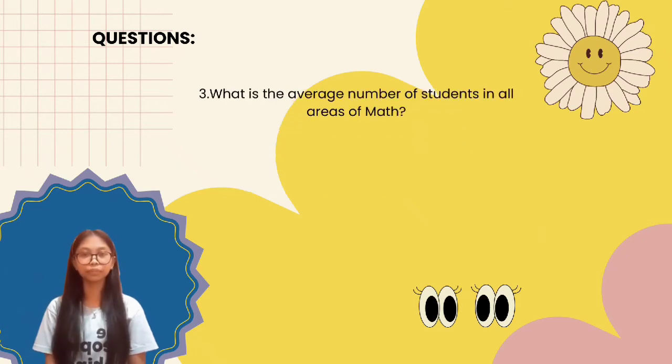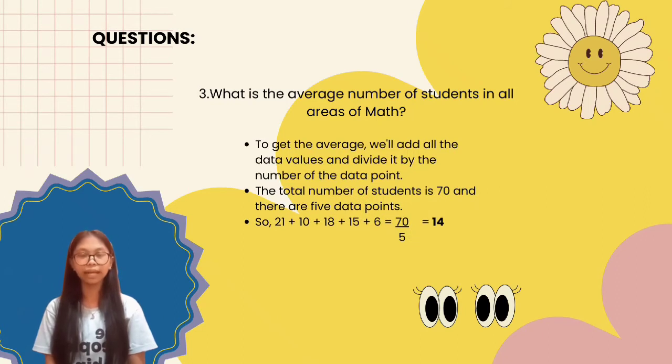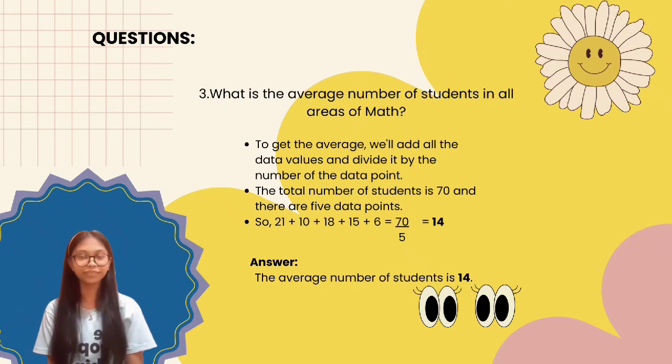What is the average number of students in all areas of math? To get the average, we will add all the data values and divide it by the number of data points. The total number of students is 70, and there are 5 data points. So, 21 plus 10 plus 18 plus 15 plus 6 equals 70. Then, divide it by 5. 70 divided by 5 equals 14. The average number of students is 14. That's it for the challenge. We will now move on to the next part.